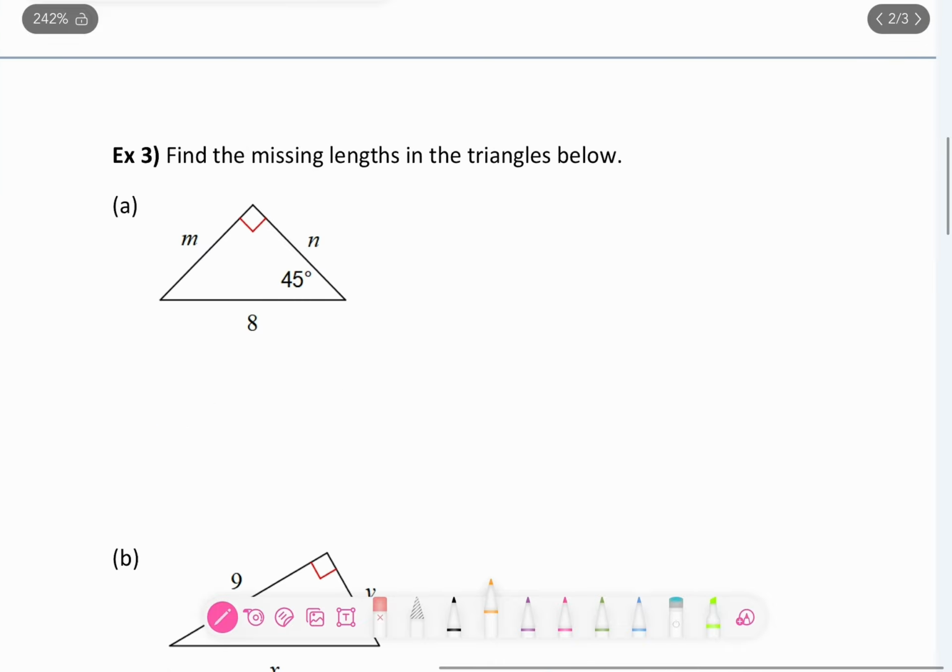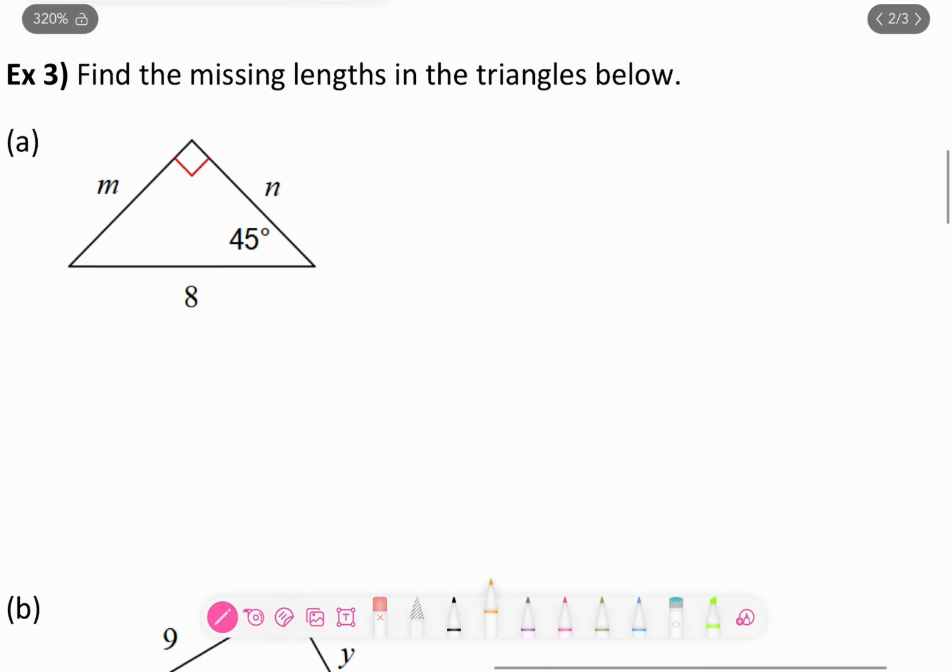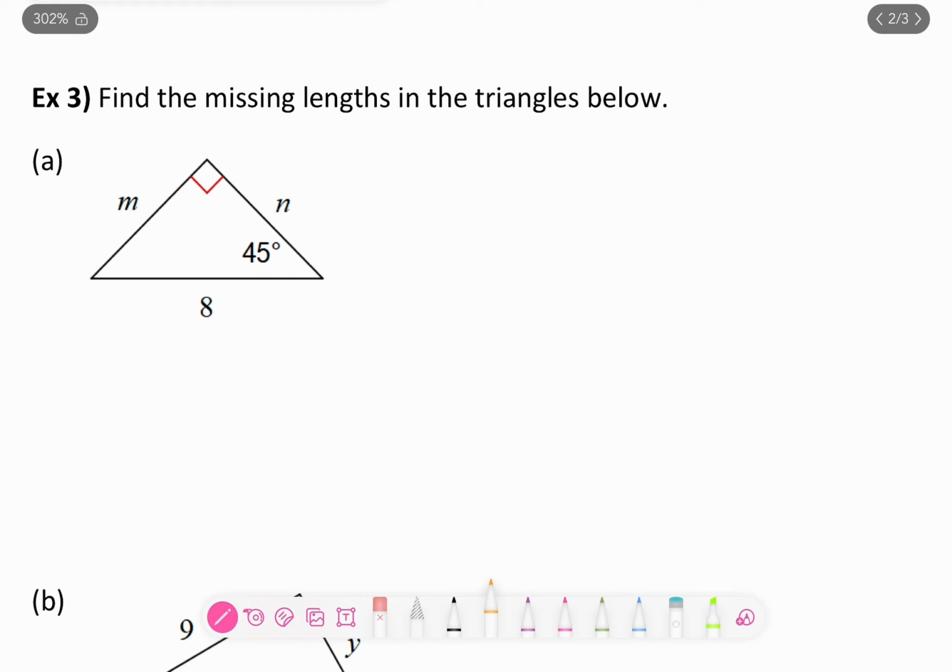Last but not least, let's look at some slightly more complicated problems here. So for example 3, it says find the missing lengths in the triangles below. So let's take a look. For A, we have a triangle with a 90 and a 45 degree angle. So that's a 45, 45, 90, which means that the missing angle is 45 degrees.